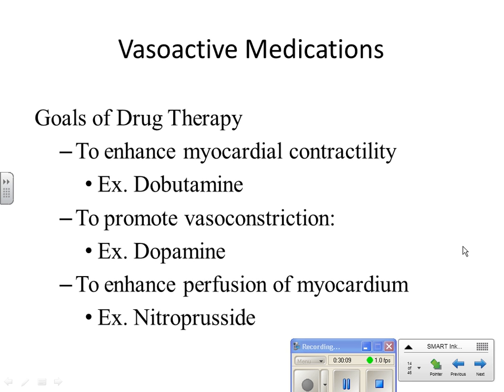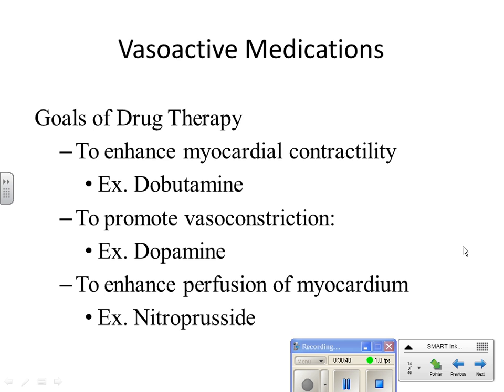So let's talk about dobutamine first. Dobutamine is a positive inotrope, not to be confused with dopamine, which is a vasopressor, a vasoconstrictor. A lot of people get that confused. And what dobutamine does, just like DIG, strengthens myocardial contractility. But dobutamine will also relax the peripheral blood vessels, which can do what to your blood pressure? Can drop your blood pressure.